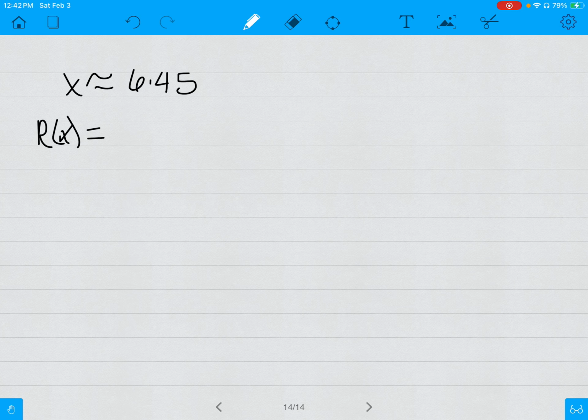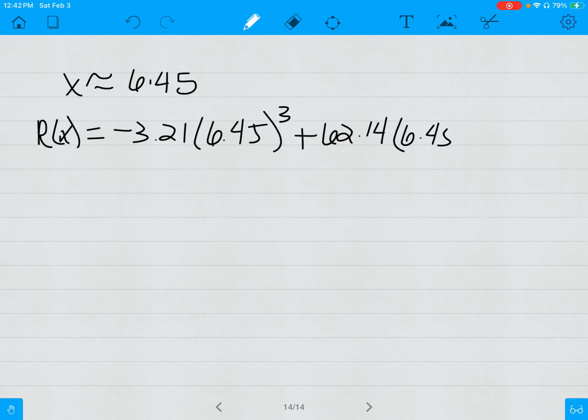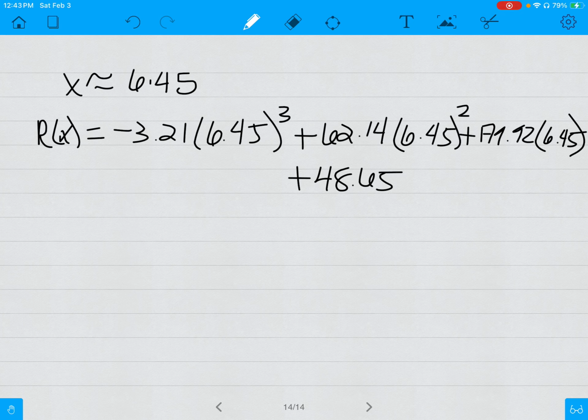So we've got negative 3.21. We're going to put in our x value of 6.45 cubed, plus 62.14 times our x value, 6.45 squared, plus 179.92 times our x value, 6.45, and then plus 48.65. And that will give us the revenue that's associated with that.